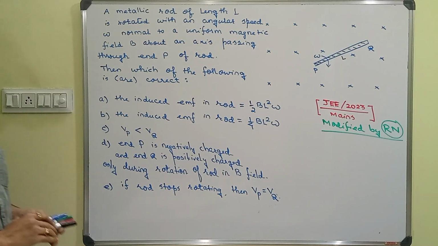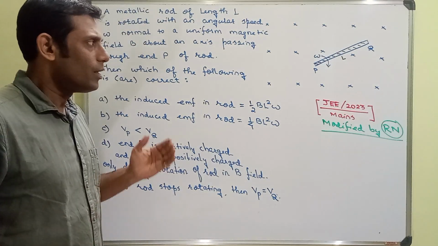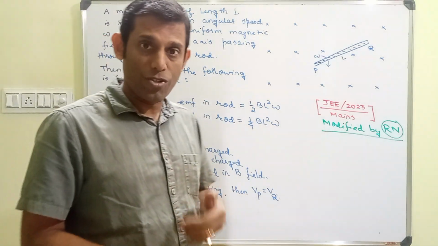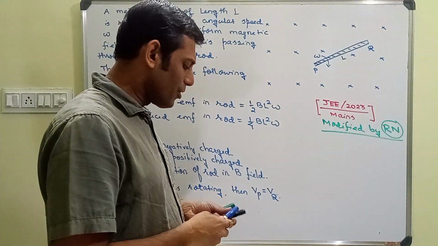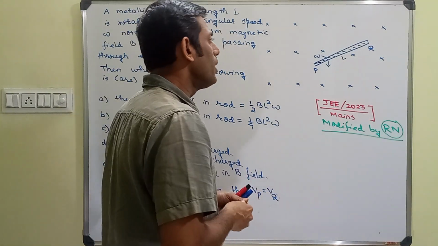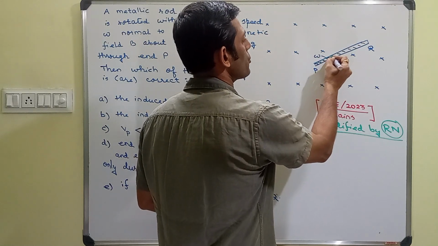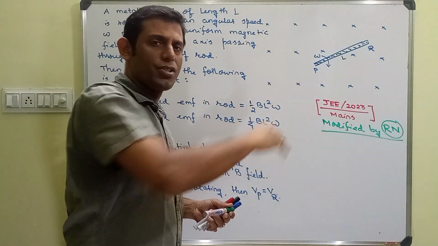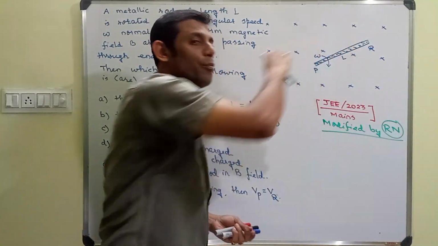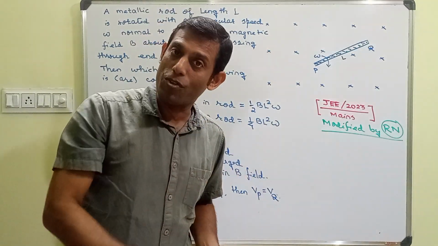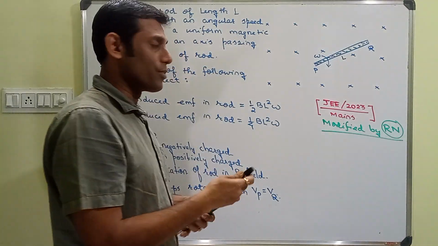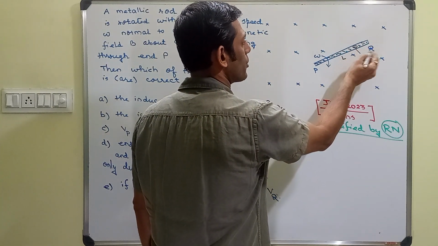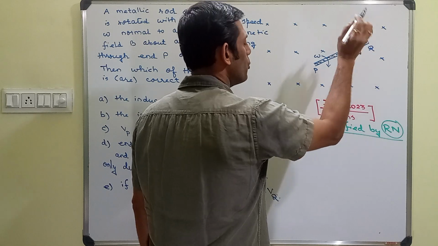In this case, what will happen is that the charges in a metallic rod, which are usually negative charges, electrons, are spread all across the length of the rod. And as the rod rotates, the electrons experience a motion. They gather a velocity. Let's say there is a negative charge electron over here, moving with the rod.